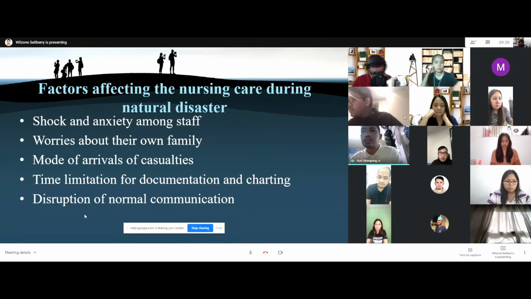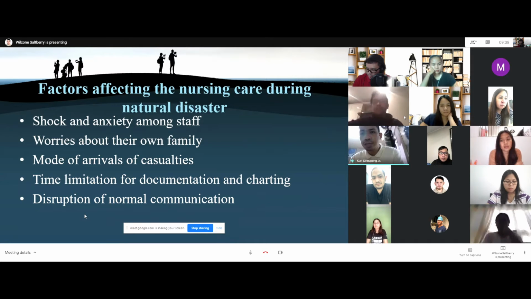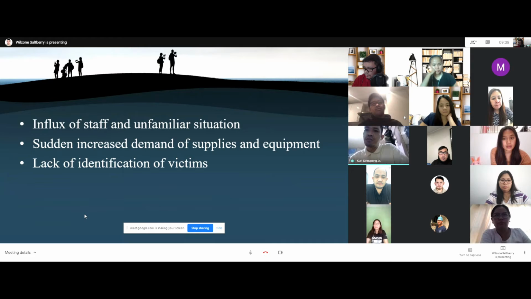Factors affecting the nursing care during natural disaster. Shock and anxiety among staff, worries about their own families, mode of arrival of casualties, time limitation for documentation and charting, disruption of normal communication. Influx of staff in an unfamiliar situation, sudden increased demands of supplies and equipment, and lack of identification of victims.